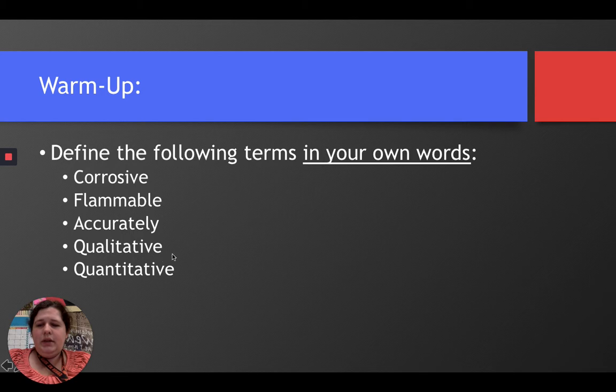Qualitative means it's a type of physical property, and it is basically things that do not change depending on how much you have. Whereas quantitative is another physical property, but it does depend on how much you have, like the mass or the length.